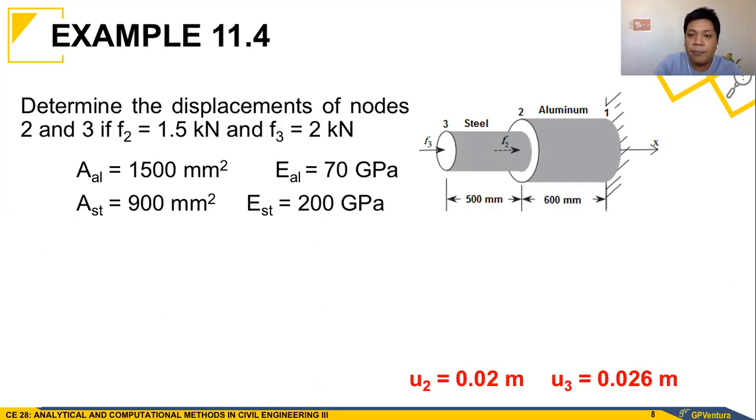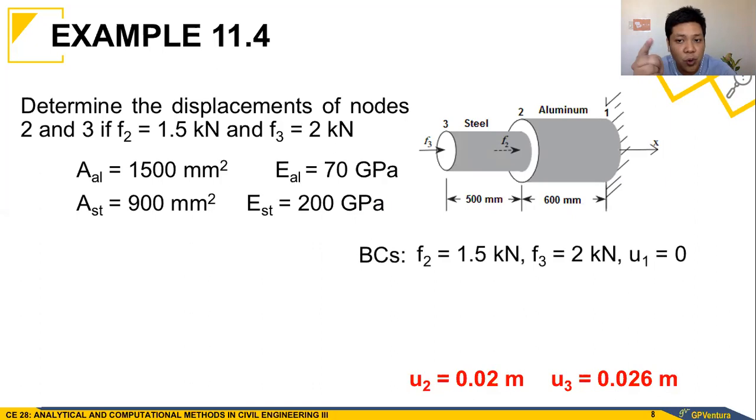So in this problem, the boundary conditions, which are the known values, would be F2 and F3, and also an additional boundary condition is a displacement of node 1. Since node 1 is a fixed end, we know that the displacement should be equal to 0. Right? Since that's a fixed end that cannot displace. So again, please grab a copy of this problem while I shift to our solving pad. Right? So this is example 11.4.